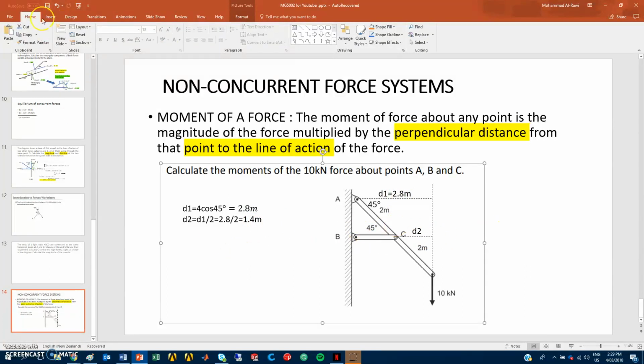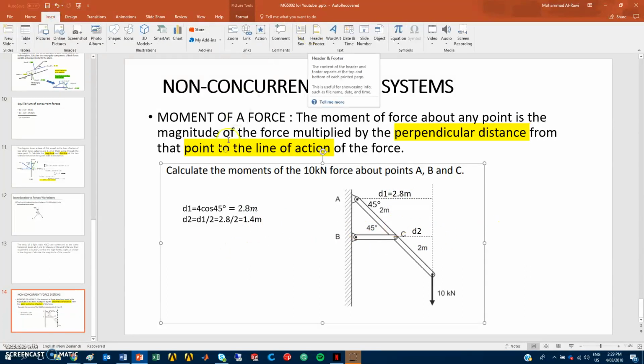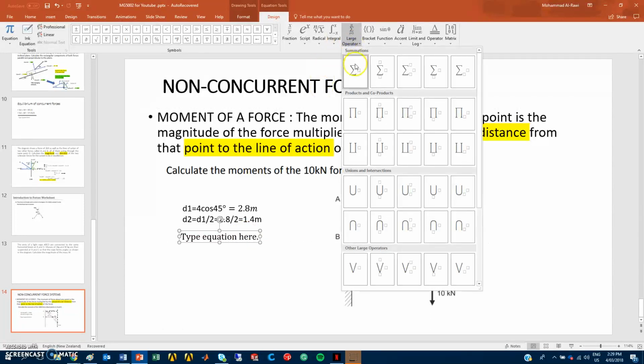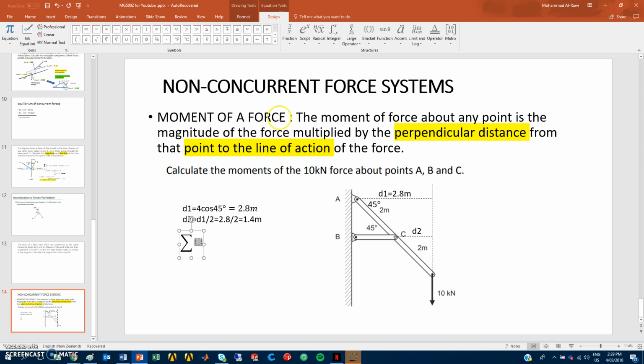After we found that, now we need to write the algebraic summation of the moments, because we want to calculate the moment of the 10 kilonewton force about point A. So I will go to the equation editor, bring it here, and choose algebraic summation. Here, M represents the moment about which point? We say A. So I'm choosing to transfer this 10 kilonewtons about point A, and then we write the equation.